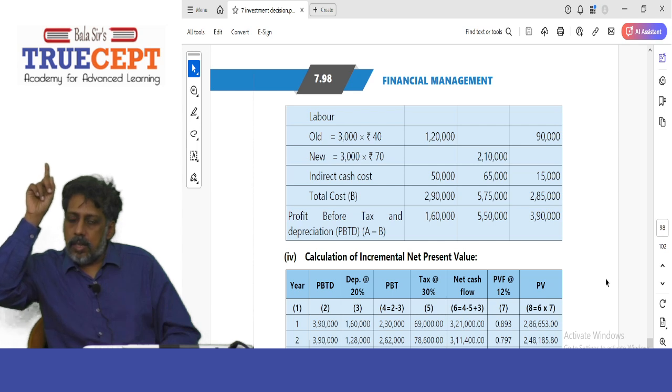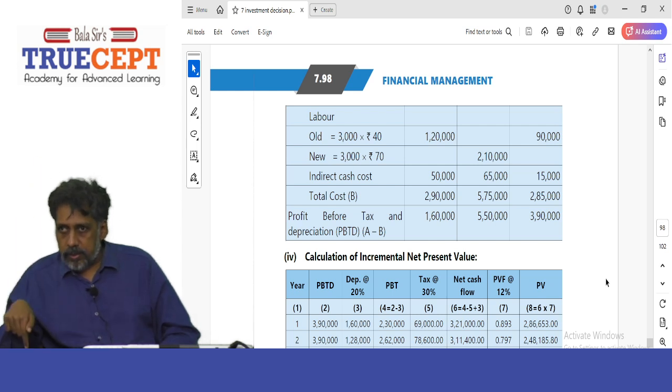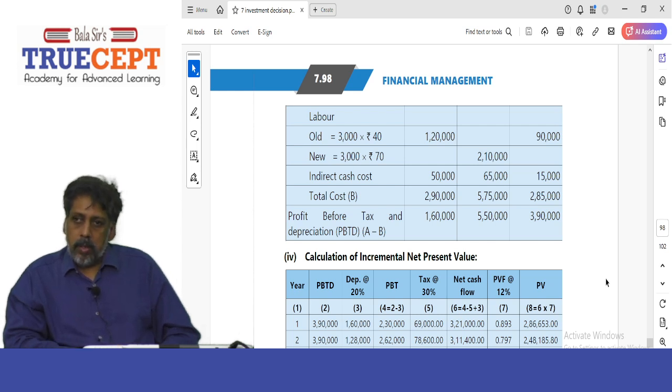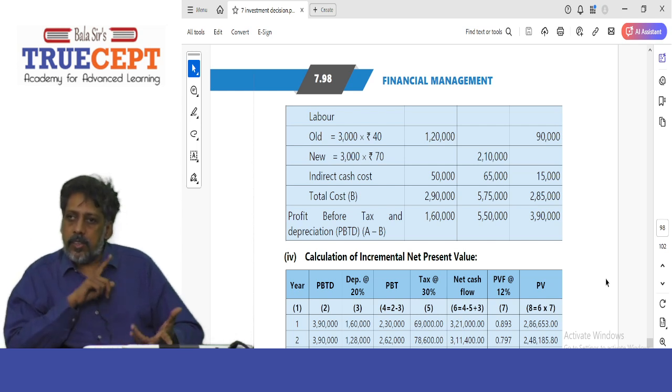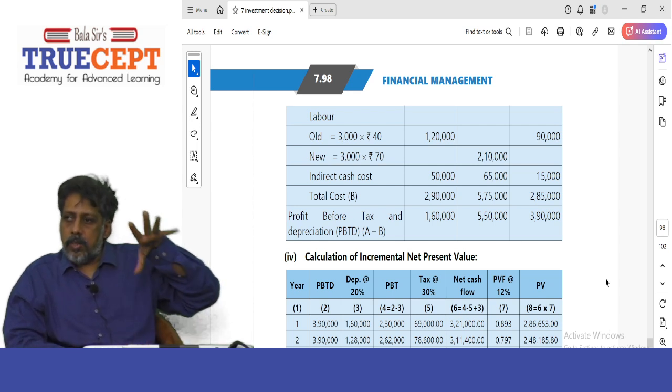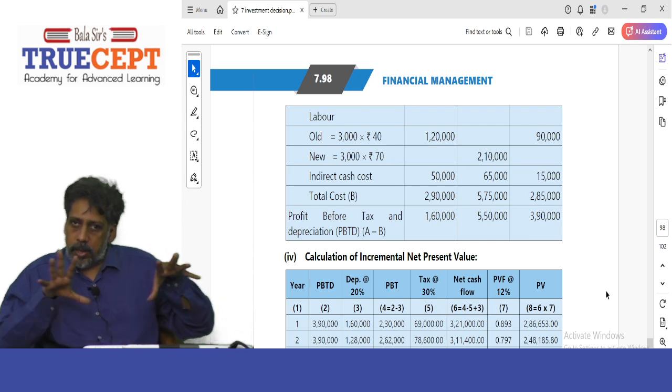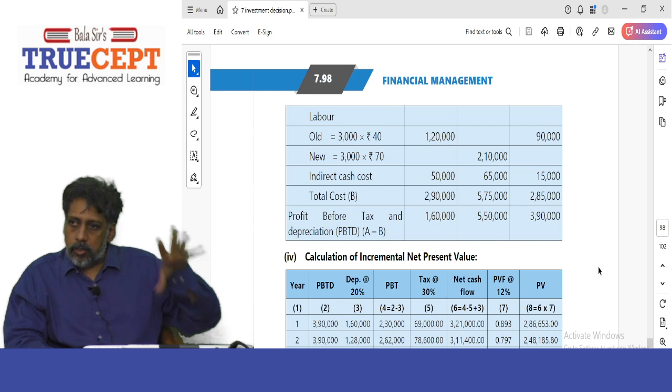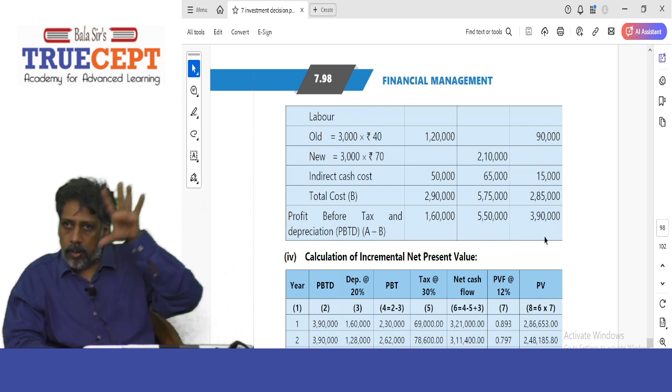Balance the two columns. That is the total operating cost, and get the difference. Total cost is 2,90,000, 5,75,000 and 2,85,000 difference. But these are only cash costs. And then you get the profit before depreciation and tax. Exactly, PBDT. So how much existing? 1,60,000. New machine? 5,50,000. Difference? 3,90,000. That's it. So once you get the 3,90,000, it's going to be for all the 5 years. Nothing else is given. You're going to enjoy a 3,90,000 PBDT for all the 5 years.